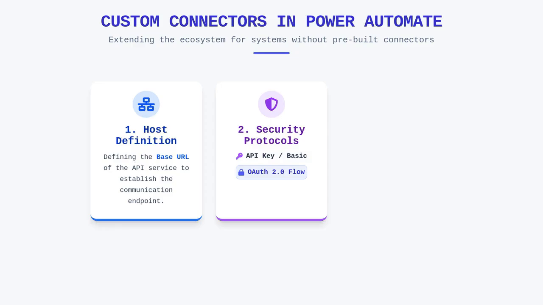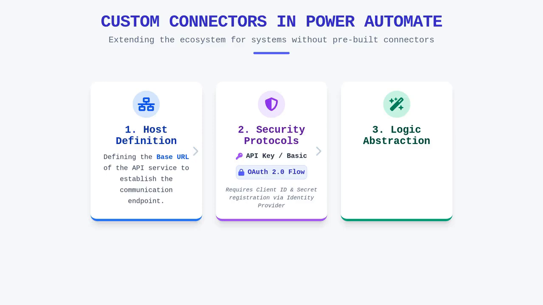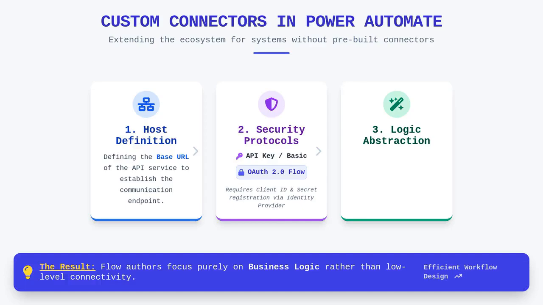OAuth 2.0, for instance, requires registering your application within the identity provider to acquire a client ID and secret, which the connector then uses to acquire access tokens dynamically. This abstraction is significant because it allows the flow author to focus purely on the business logic rather than the low-level concerns of maintaining authorization headers or managing token expiration windows.